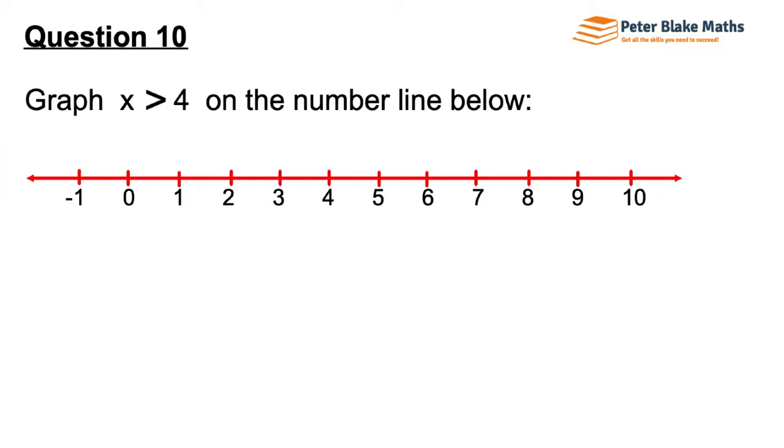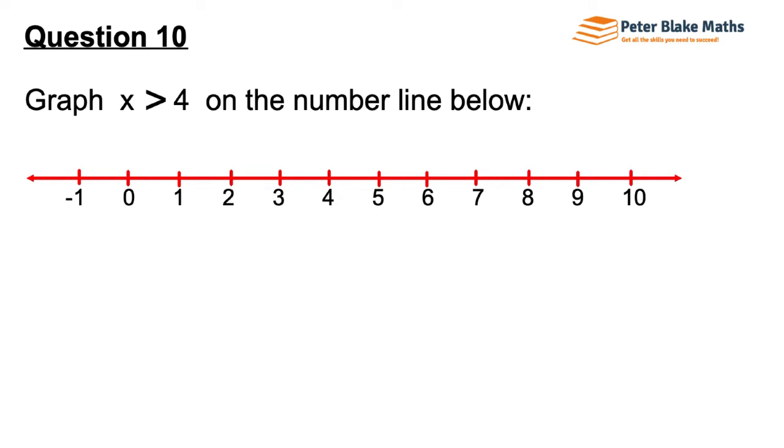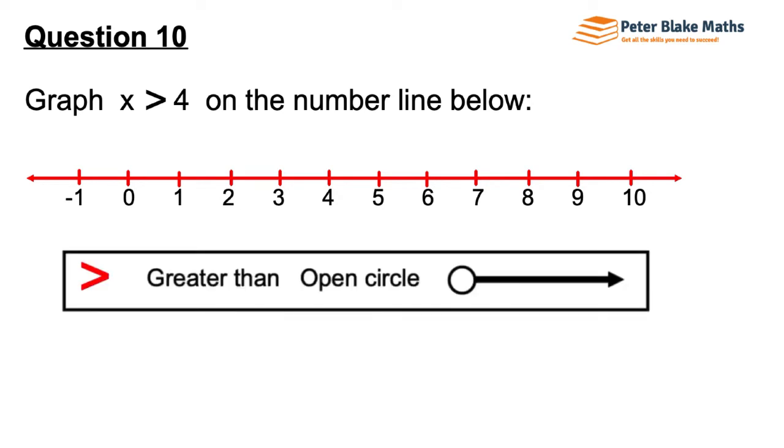Question 10. Graph x is greater than 4 on the number line below. So for greater thans, we have an open circle because it's not greater than or equal to, so it's not equal to the actual value, it's just bigger than that. So it's kind of like skirts around the value and points to the right. You'll notice the arrow on the graph that we're going to use and the inequality sign both point off in the same direction.